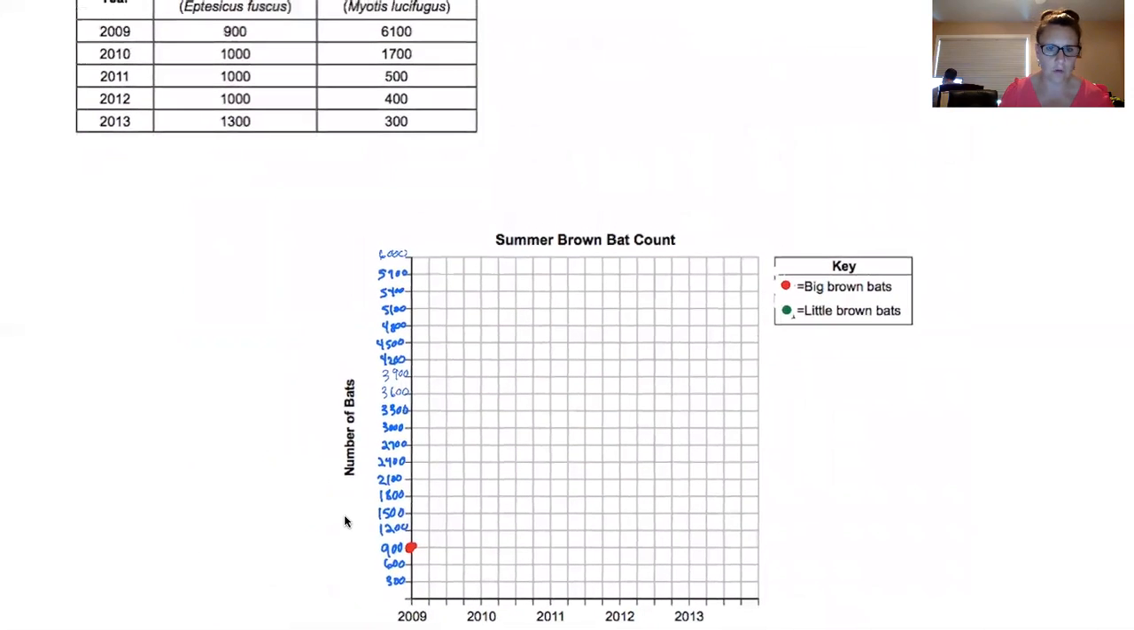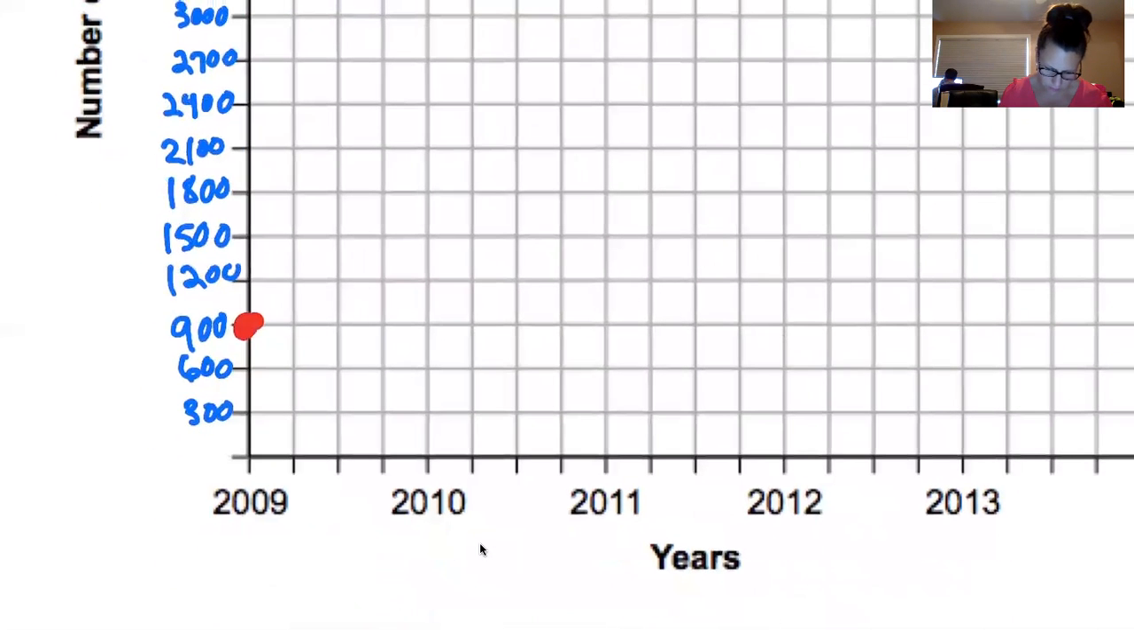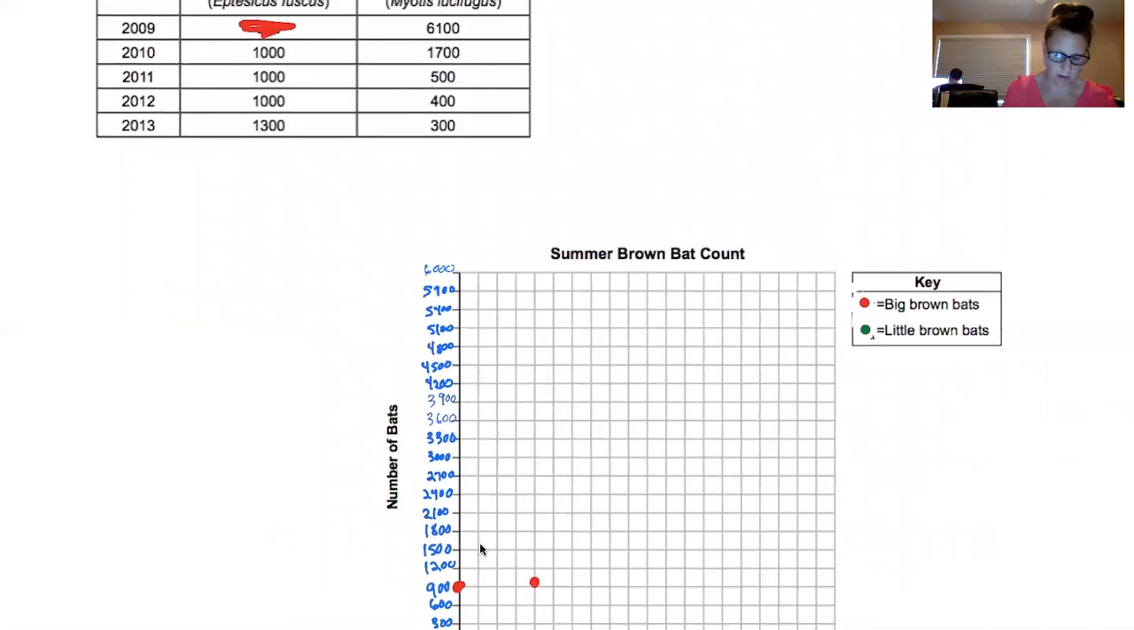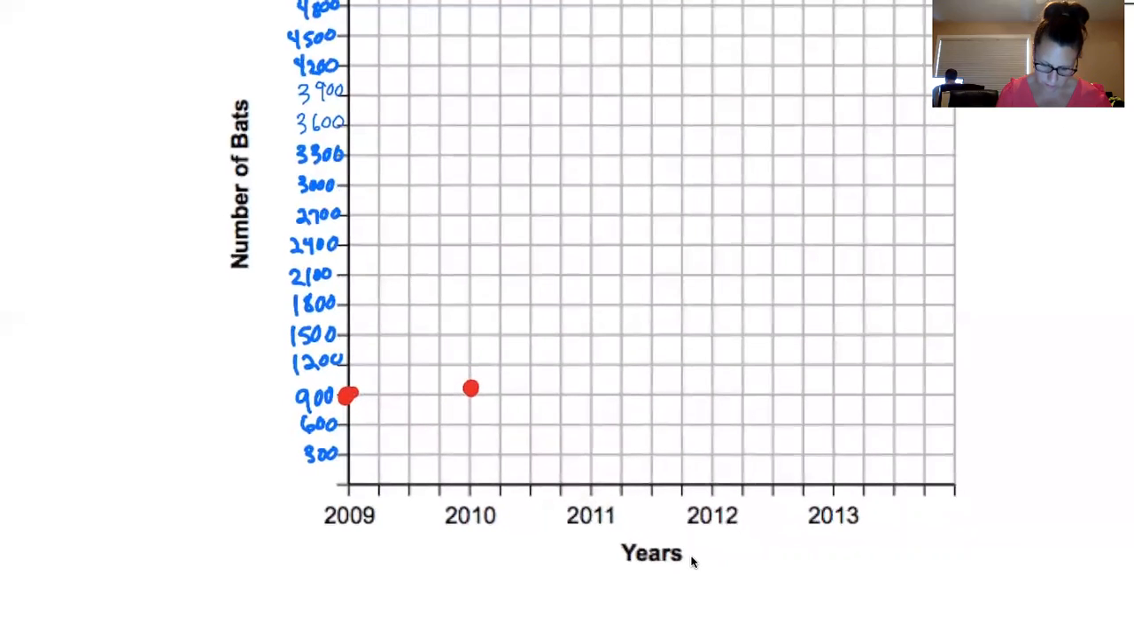And then I like to cross it off when I'm done so that I'm aware I already did that one. In 2010, there was 1,000 big brown bats. So right here, I'll just go up to about 1,000, which is just going to be slightly over 900. So in 2010, I'll just kind of go right about there at 1,000. In 2011, I'll cross that one off because I just did it. In 2011, it was also 1,000. So back to the graph, 2011, again, 1,000.